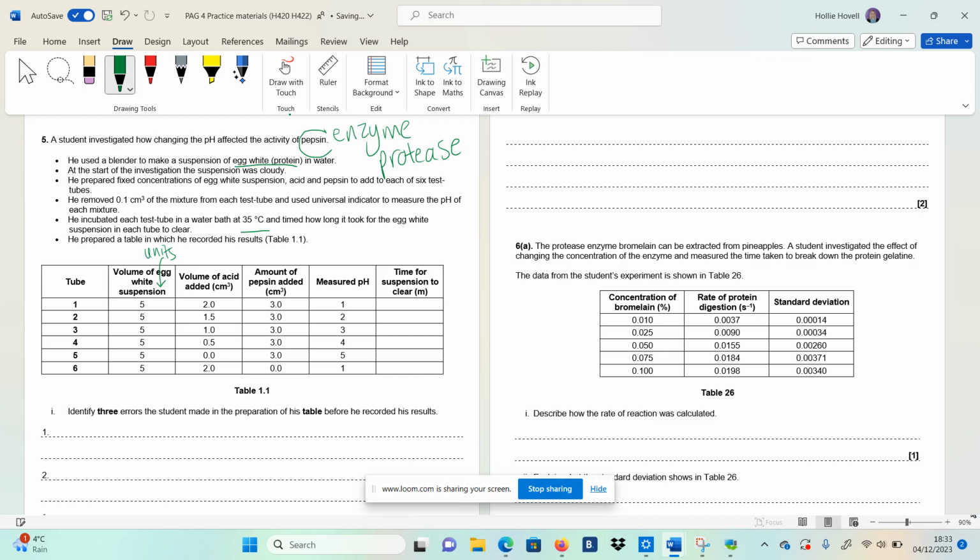In the fourth column, he's written amount. Now, remember, we said we don't use the word amount. You're not allowed to use the word amount. It would be better if he'd written volume, because it's measured in centimetres cubed. So that's a volume.